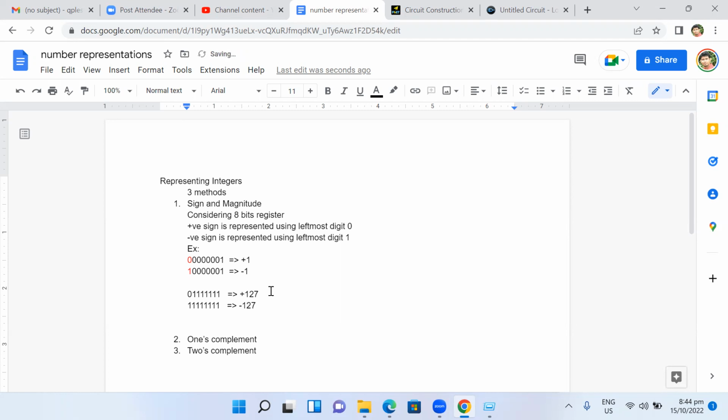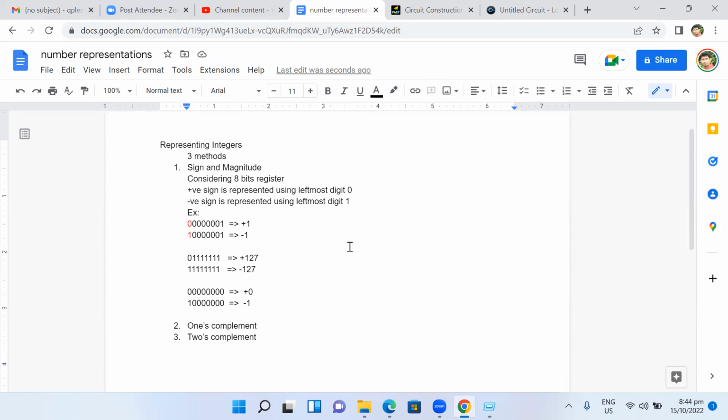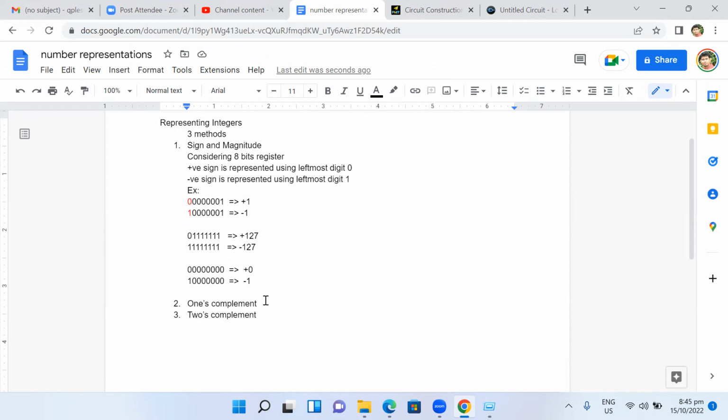Okay, what is this value then? This is positive 0, and this is negative 0. That is something miserable, because you don't have positive and negative zeros in the real world, but in this method, unfortunately, due to this representation, there is a positive 0 and a negative 0. That is what sign and magnitude is.